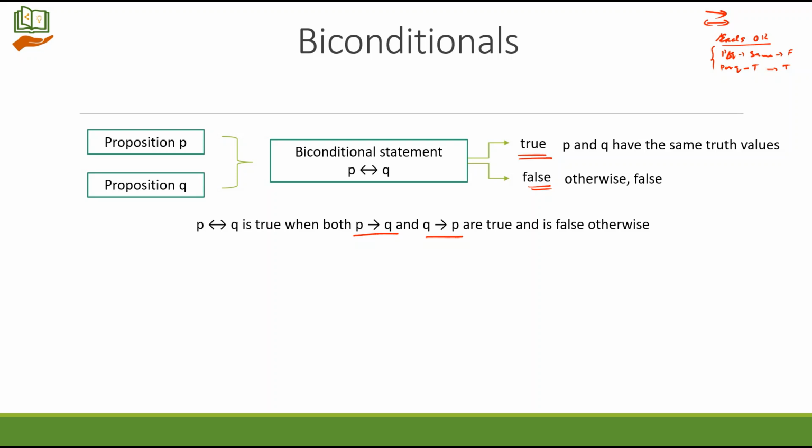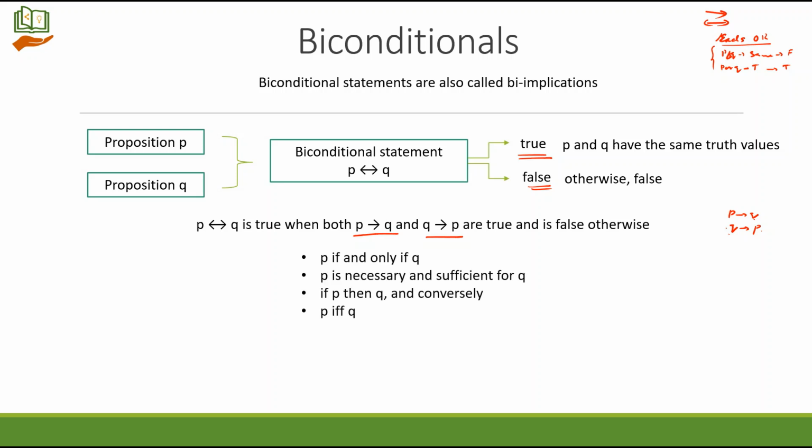At the same time, if Q then P, that should also be true. When both these implication statements are true, it is true. Otherwise, it is false. Biconditional statements are also called bi-implications because you are applying implication to both the sides. Just take the literal meaning. This is implies. This is also implies. You are implying it to both the sides. That's why it is bi-implies. Take it in that way.